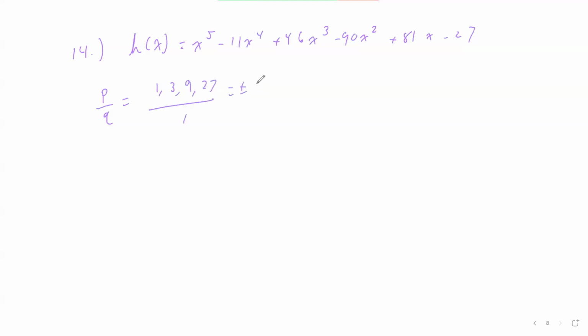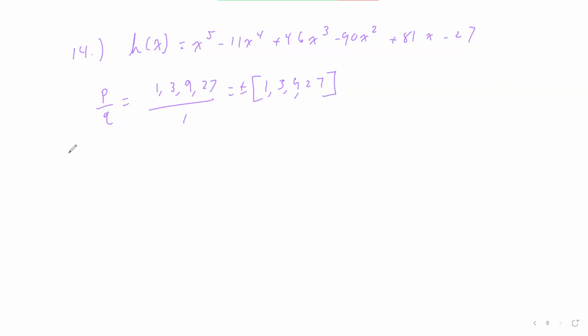Number 14 is h of x equals x to the fifth minus 11x to the fourth plus 46x cubed minus 90x squared plus 81x minus 27. So my potential zeros here are factors of 27 over 1. So that's going to be plus or minus 1, 3, 9, 27.